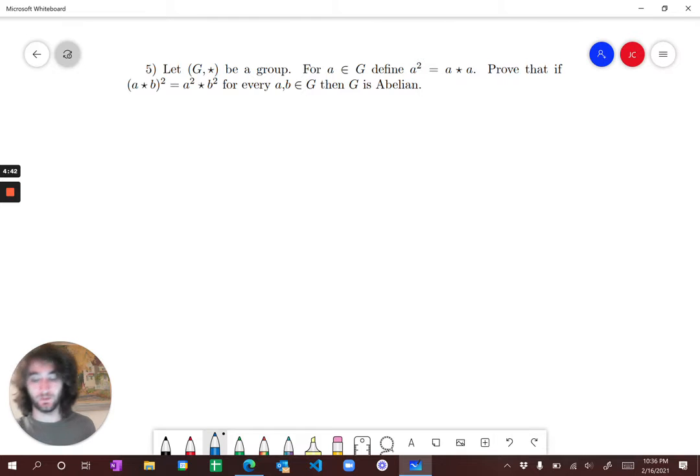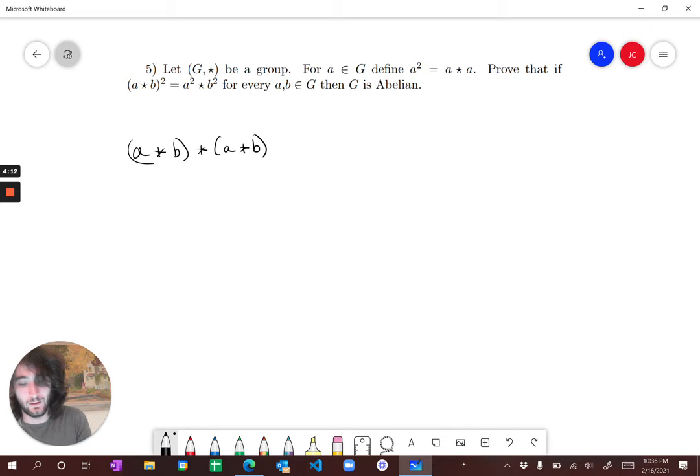This is just a shorthand, right? They're just saying we're going to use this little 2 to mean multiply it by itself, the way it normally means. So it's not like any kind of new anything. That 2 is short for multiply it by itself. So this equation is short for really this bigger equation: a star b multiplied by itself, and then a squared, which is a multiplied by itself, and b squared, which is b multiplied by itself.